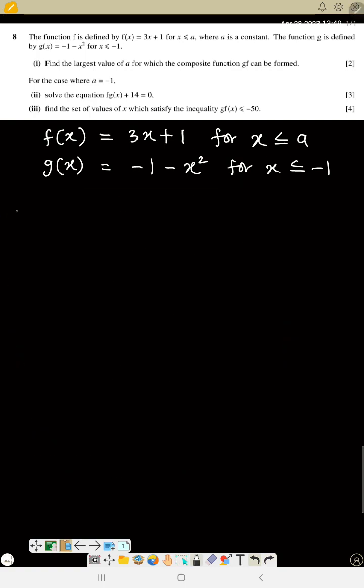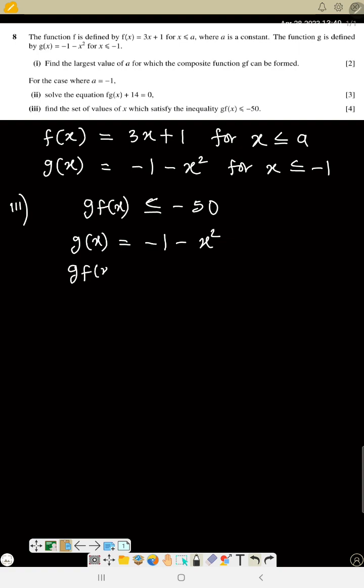So the last one is find the sets of values of s which satisfy the inequality gf of s is less than or equal to minus 15. So the same way we did the previous one, that means f of s is inside g. So first, g of s is minus 1 minus s squared. So gf of s now is the same thing as g of f of s, which is 3s plus 1.